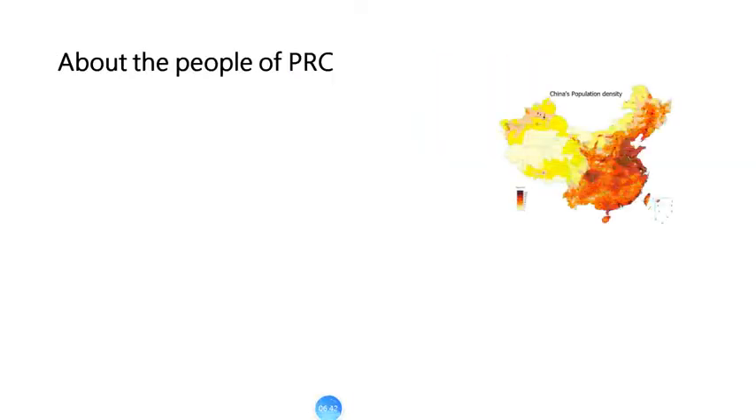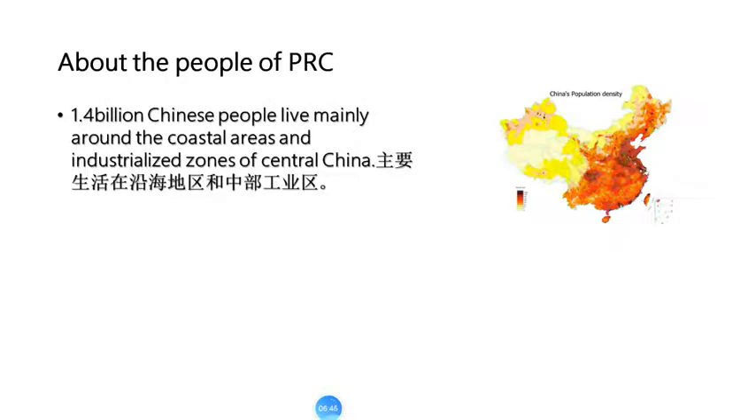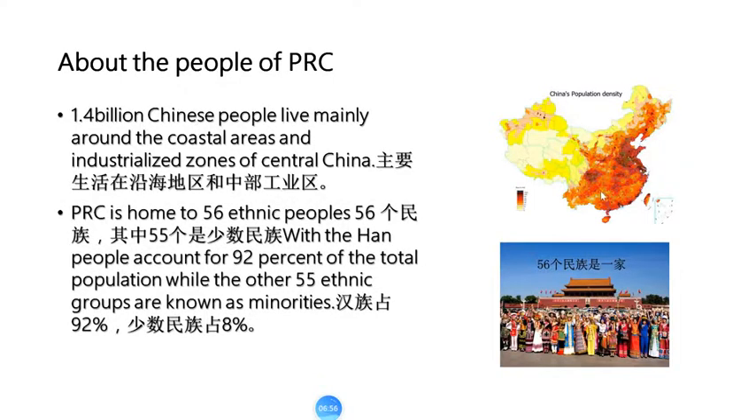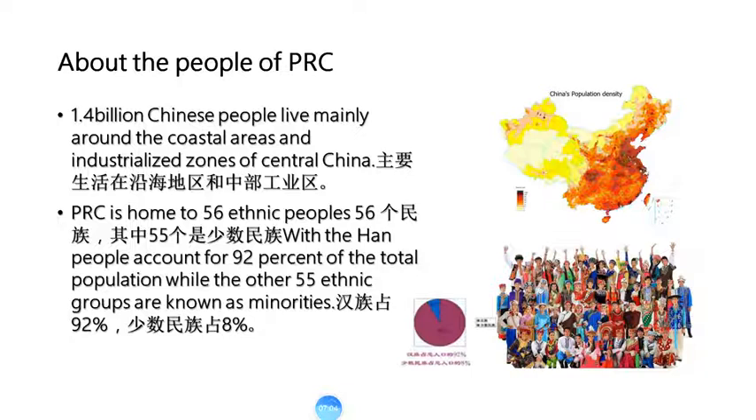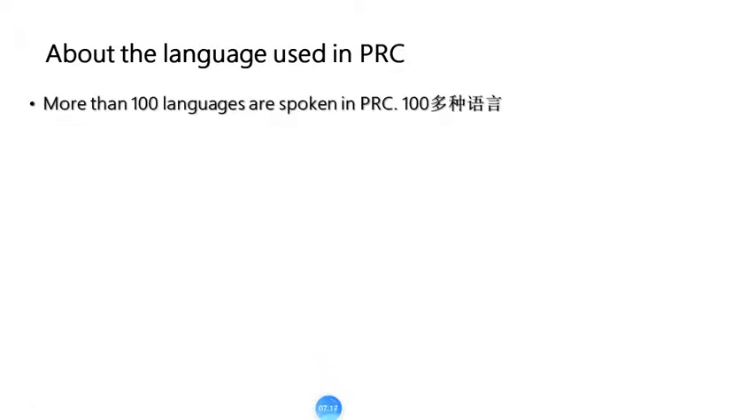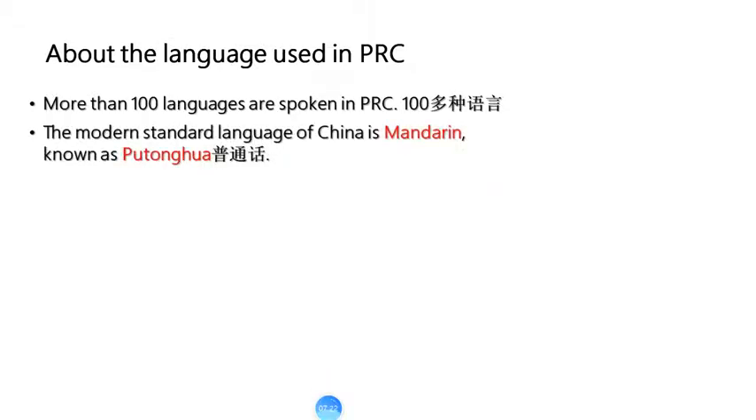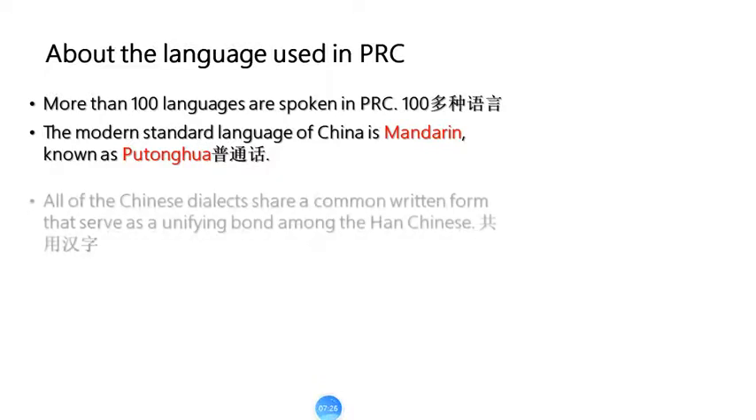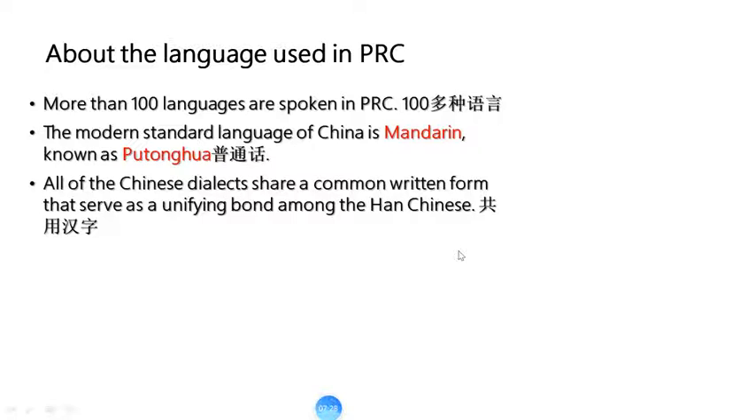About the people of PRC, 1.4 billion Chinese people live mainly around the coastal areas and industrialized zones of central China. PRC is home to 56 ethnic peoples, with the Han people accounting for 92% of total population, while the other 55 ethnic groups are known as minorities. More than 100 languages are spoken in PRC. The modern standard language of China is Mandarin, known as 普通话. All of the Chinese dialects share a common written form that serves as a unifying bond among the Han Chinese.